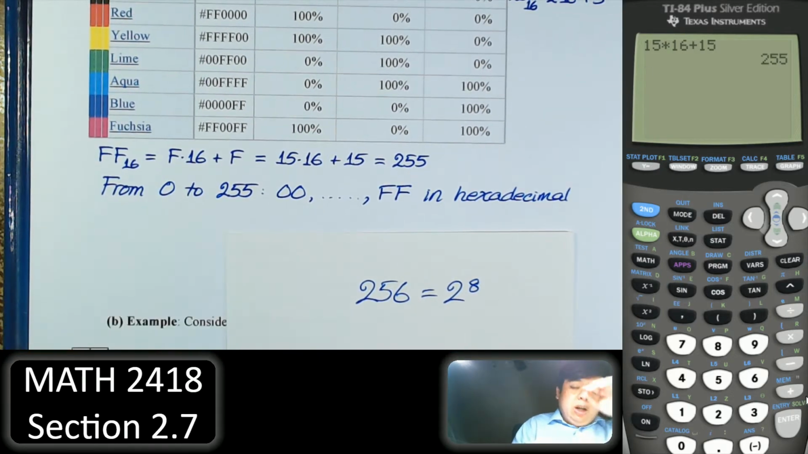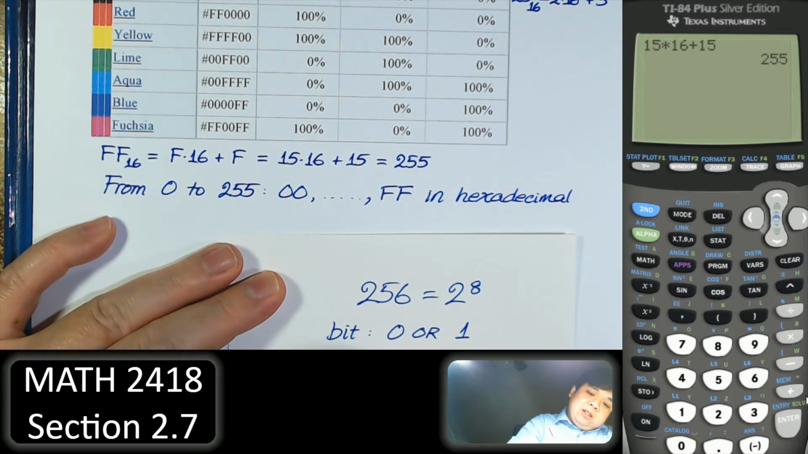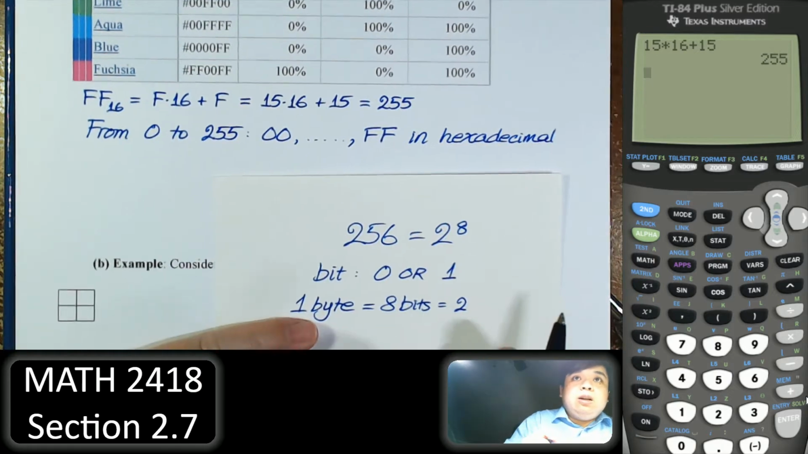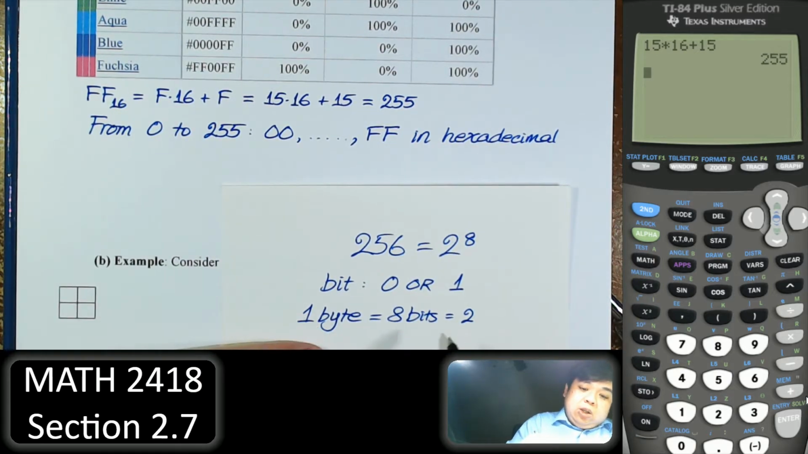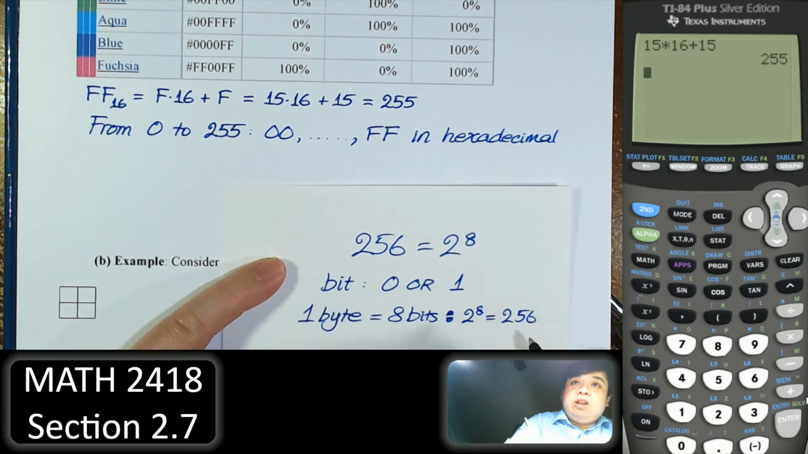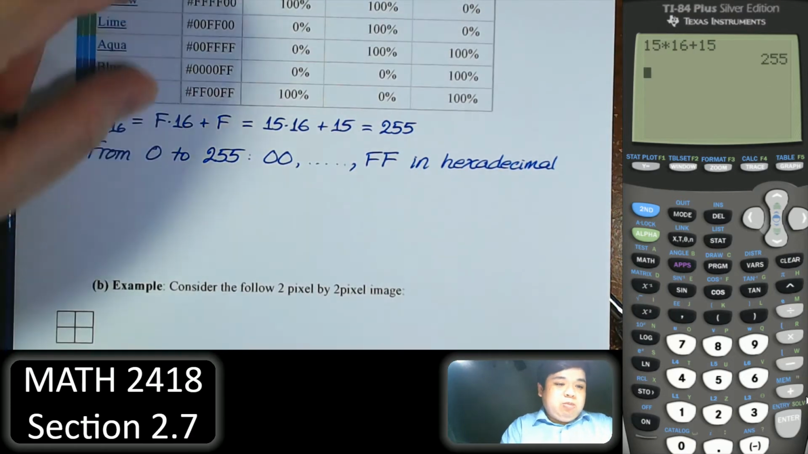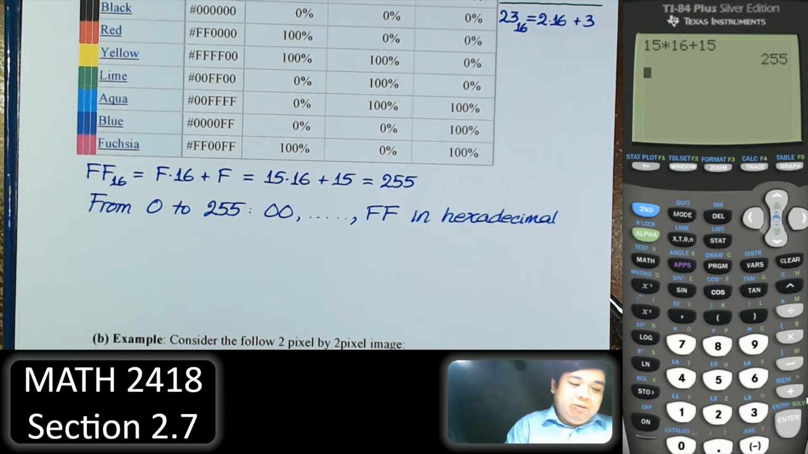In a computer, 1 bit can take the values 0 and 1, so a bit has 2 values, and 1 byte is equal to 8 bits. So we have 2 to the 8, which is 256 different values. In this case, we take 1 byte for each value.